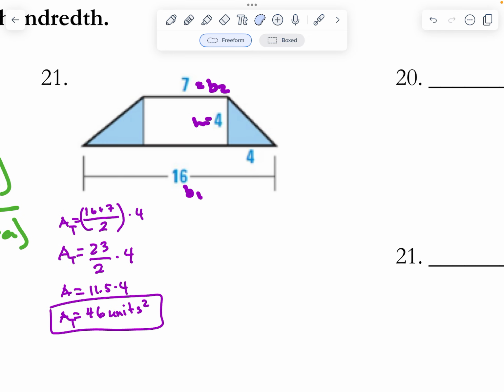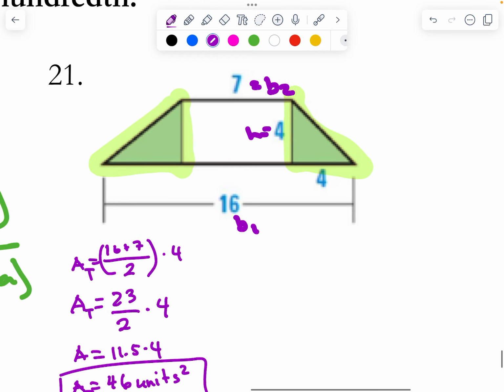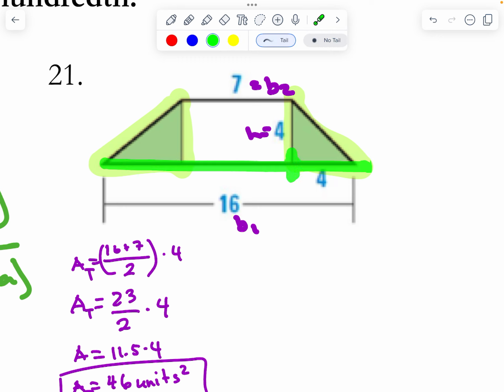So first, let's go ahead and find the area of the shaded region. So I'm going to find the area of this. How can I figure that out? Well, if I know that the whole base here is 16 and this is 4, that means that from here to here, this is 12, right?